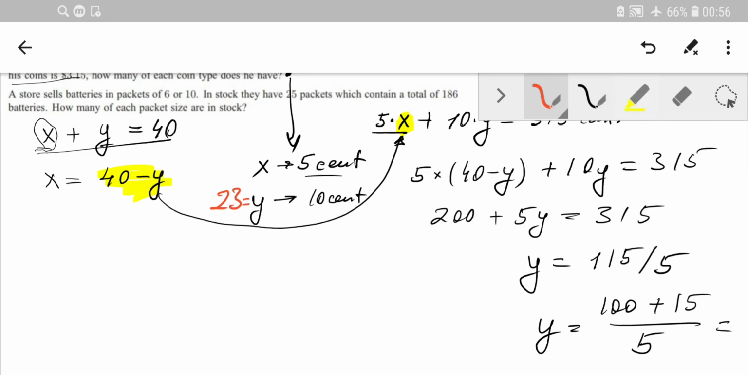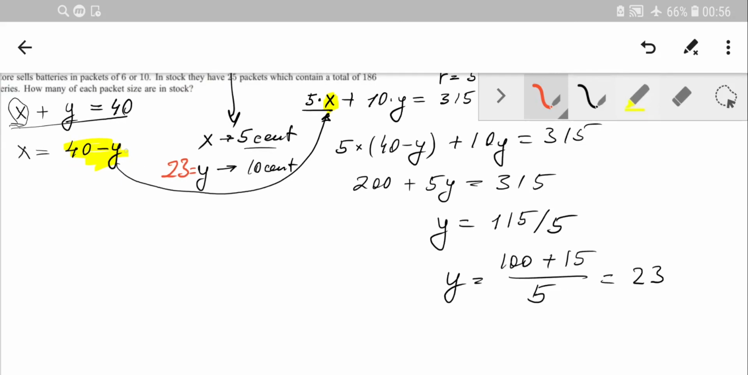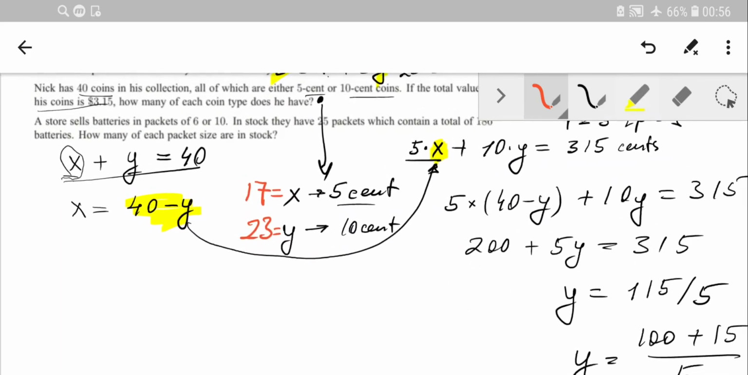That stays for y. And one more time, because x is 40 minus y, you'll get 17 for x. So you'll have 17 5-cent coins and 23 10-cent coins.